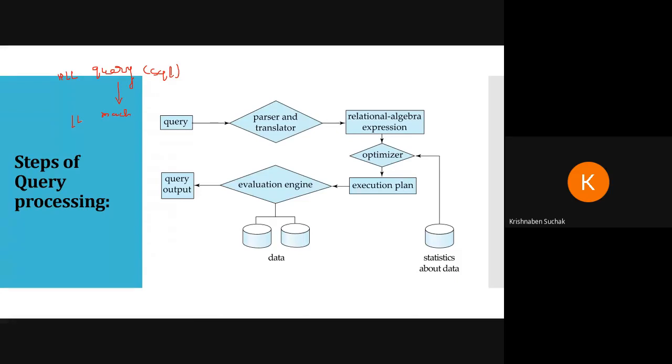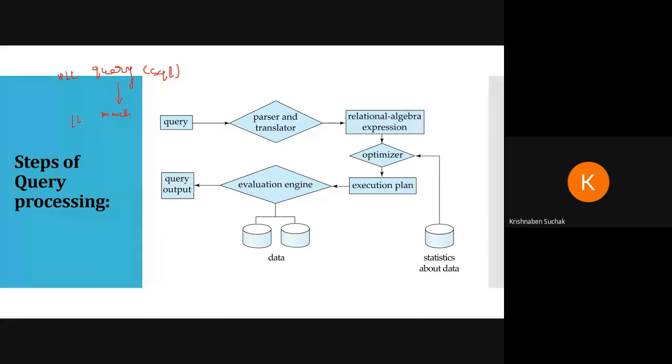ट्रांसलेटर क्या करेगा यहाँ पे, आपकी लैंग्वेज को ट्रांसलेटर मशीन लेवल की लैंग्वेज में ट्रांसलेट करेगा। ठीक है, फॉर एग्जाम्पल ये आपकी लैंग्वेज है, दैट्स फाइन। नाउ मशीन कैसे वर्क करता है वो उसकी लैंग्वेज में चेंज करेगा। ठीक है, तो ये किस पे होगा? पार्सर एंड ट्रांसलेटर। ओके, सो आफ्टर पार्सर एंड ट्रांसलेटर देयर इज relational algebra expression.